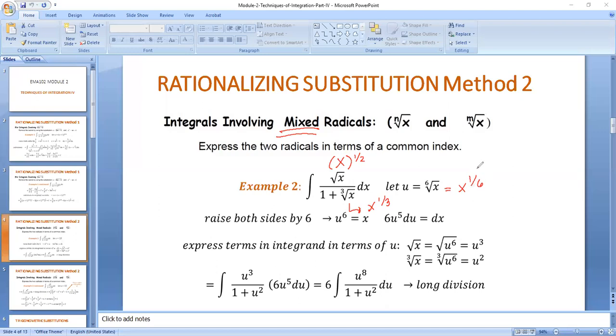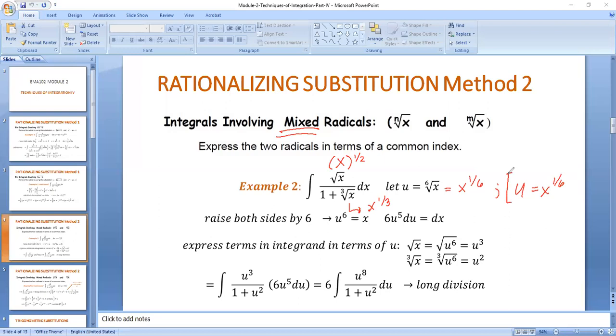Just like what you did with method 1, eliminate this 1/6 because that's our problem. The rational exponent of your variables. Rational meaning fraction. The fractional exponent of your variable. So how do you do that? So now your expression is something like u is equal to x raised to 1/6. We want to get rid of the 1/6 because that makes things complicated for us.